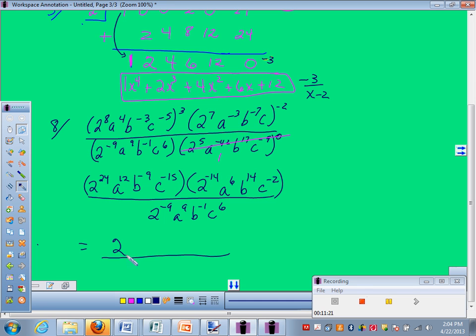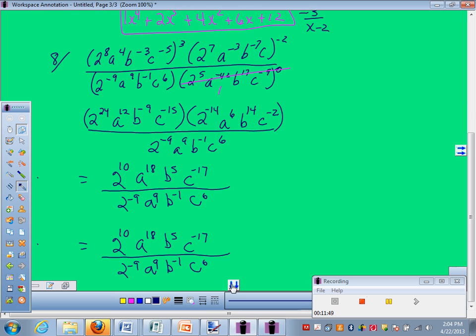Okay, I got 24 plus negative 14. 2 to the 10th. A to the 18, if we add it. B to the, negative 9 plus 14 would be positive 5. And C to the negative 17. And then, of course, the bottom is just still sitting there. Then, last but not least, it's the up-down thing. Up, down. You have to end with positive powers.